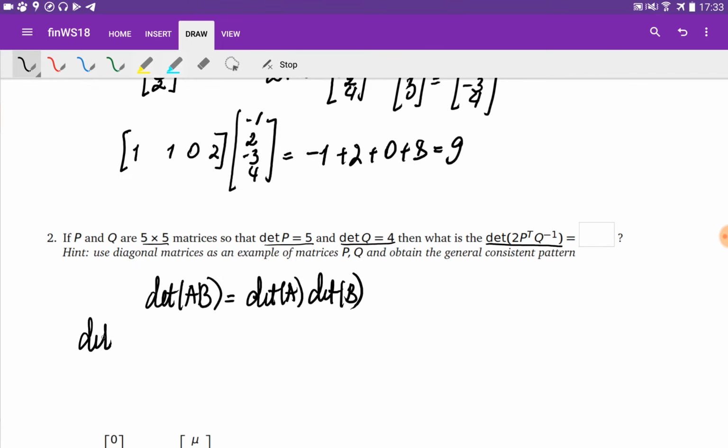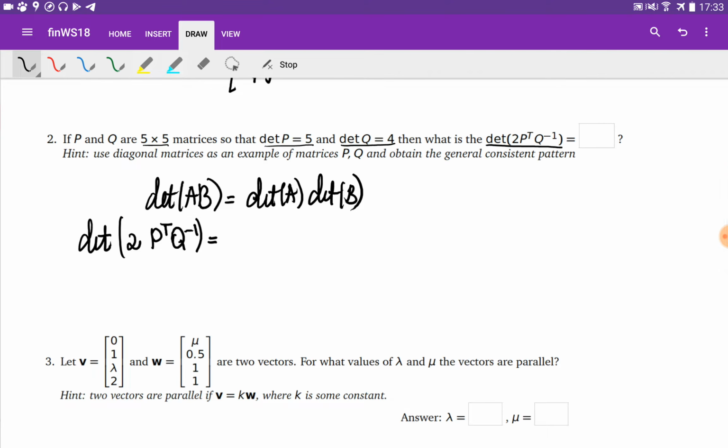So that is why we can split the determinant of the tI, P transpose, and Q inverse into the multiplication of these 3 different determinants. It is going to be the determinant of the tI multiplied by the determinant of the P transpose multiplied by the determinant of the Q inverse.